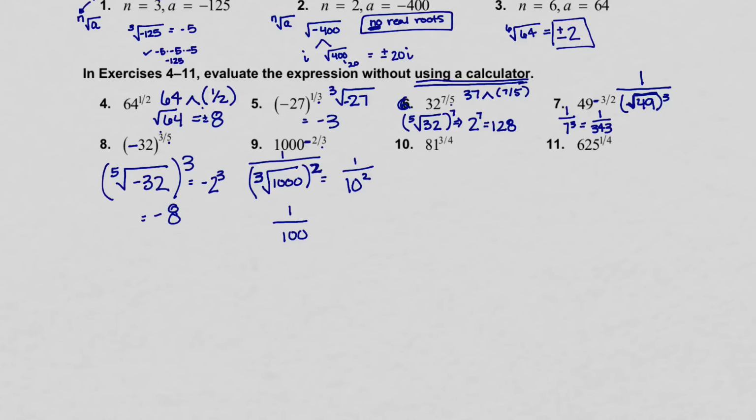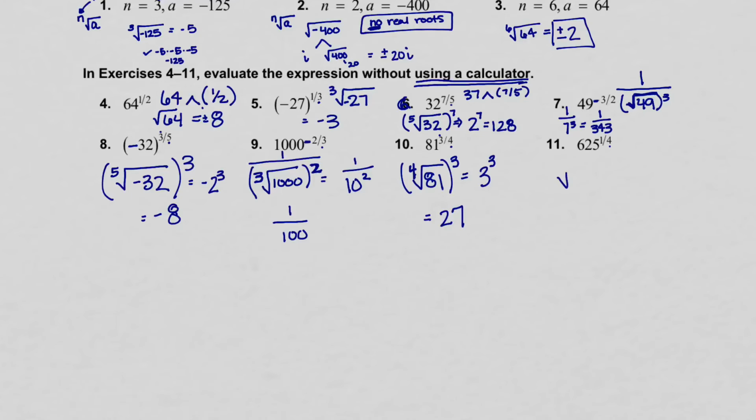All right, 81. My root is 4. So I've got the fourth root of 81. And my power, or my exponent, whichever way you want to say it, is 3. Well, I'm going to find the fourth root of 81 first because that's going to give me a smaller number to deal with. And I found that that's 3, but I still have that power, so it's 3 to the third. 3 times 3 times 3, going to end with 27.